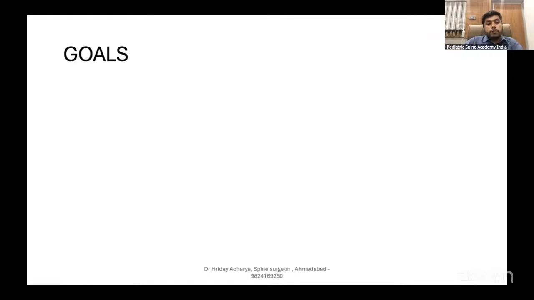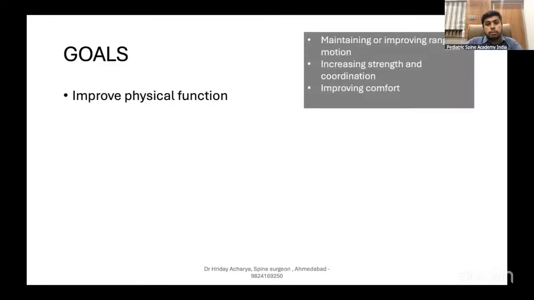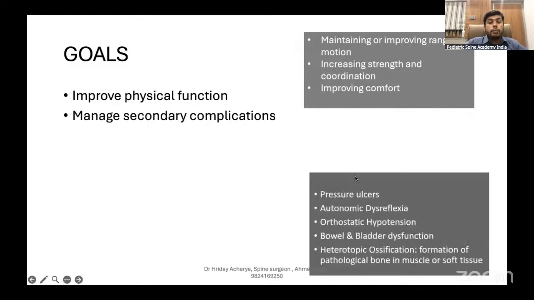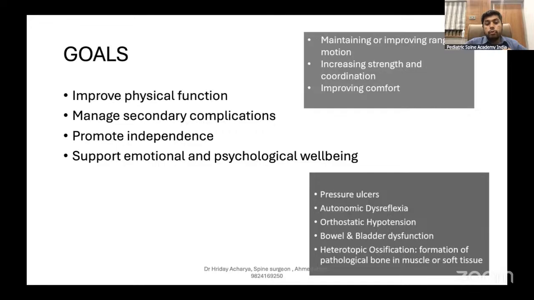So now what are goals of rehabilitation? The first and the most important is improve function, which will help improve the motion of the patient, increase the strength, and also improve the comfort. Next is managing secondary complications like bed sores, autonomic dysfunction, orthostatic hypotension, bladder and bowel functions, and heterotopic ossification. Then it is promoting independence, support emotional and psychological well-being, and community integration.